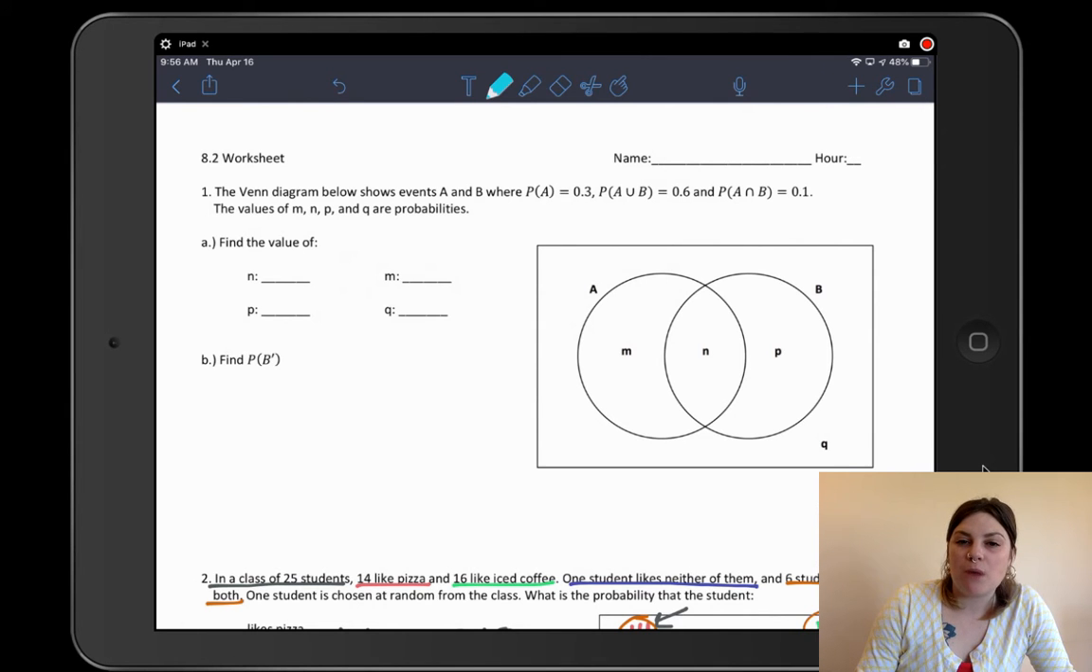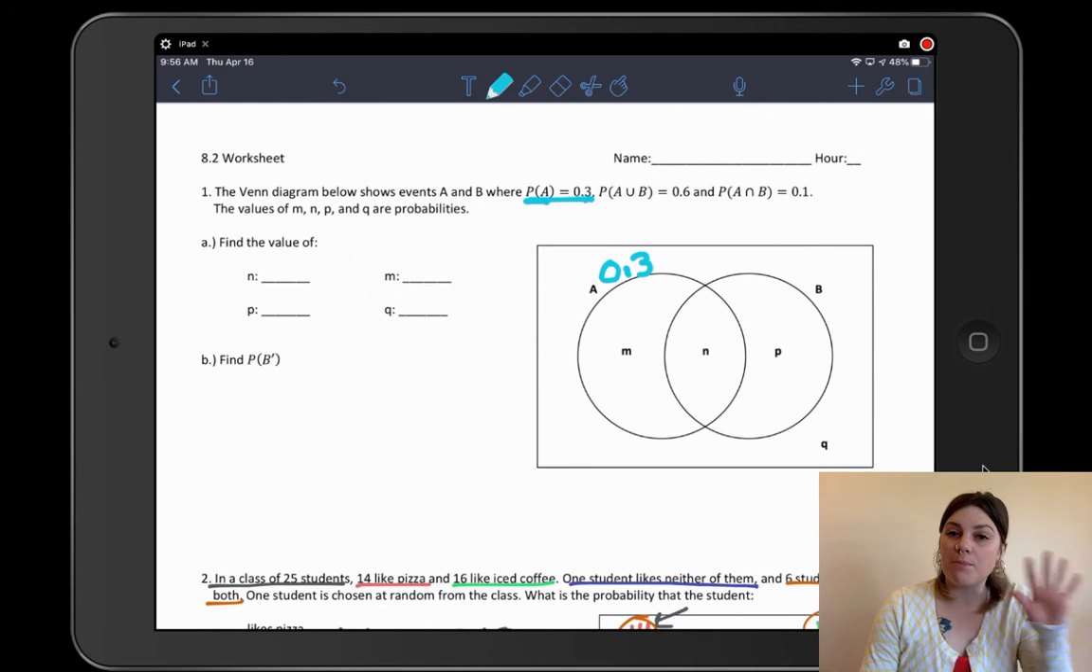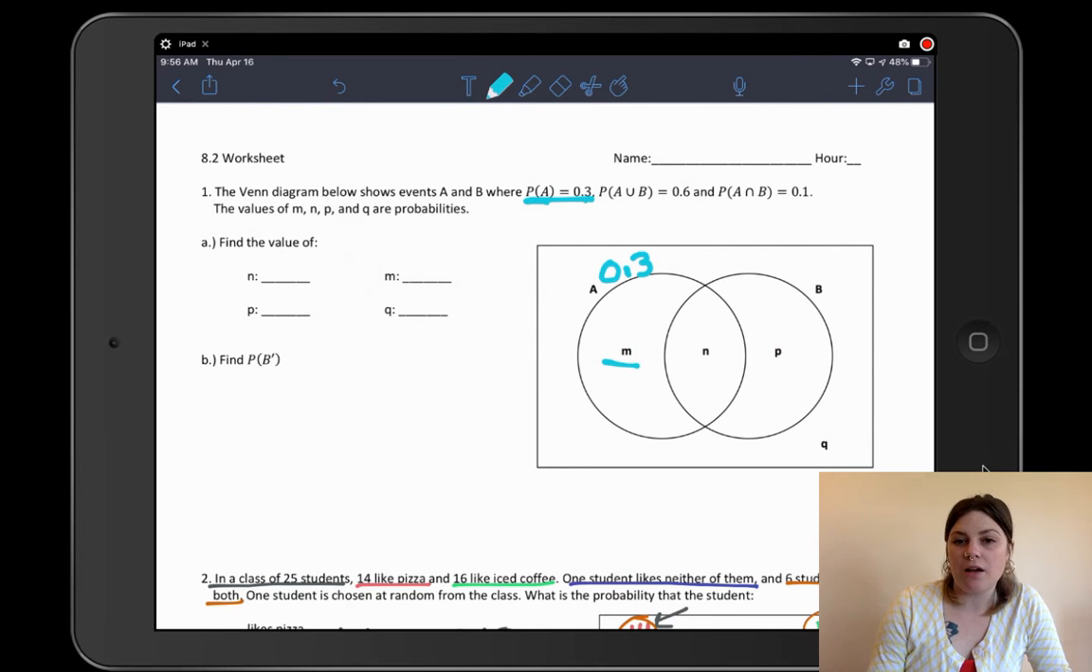So when it says probability of A is 0.3 right here, what that means is that everything in A is 0.3. So the strategy that I've been showing is that I put a 0.3 up above to show that this amount and this amount need to add up to 0.3.